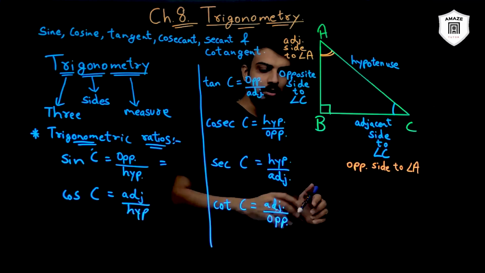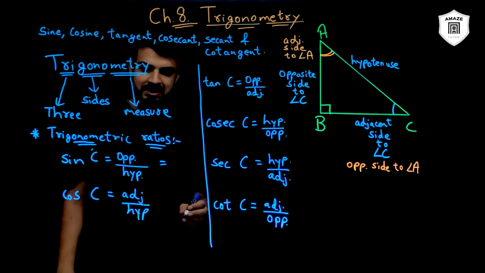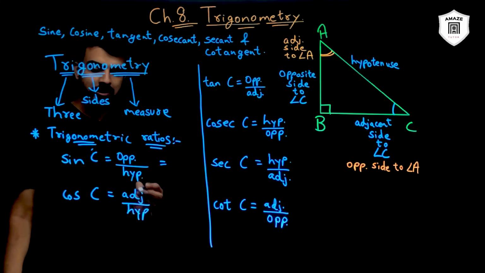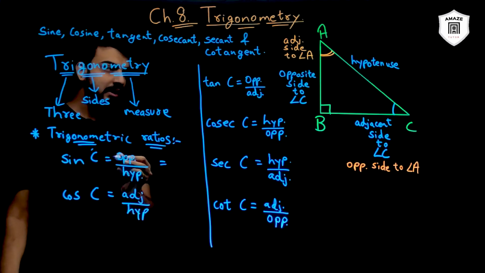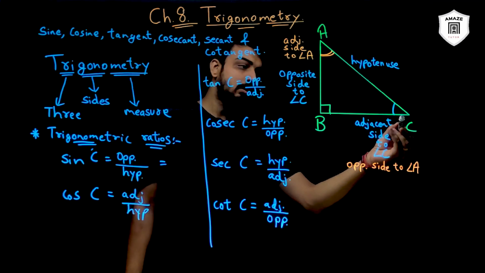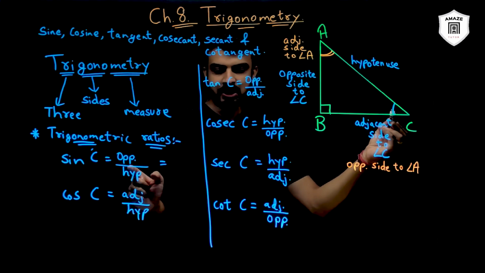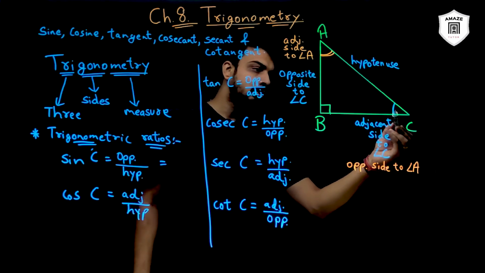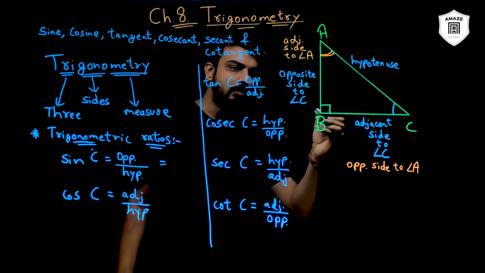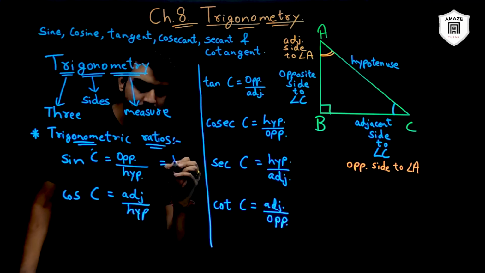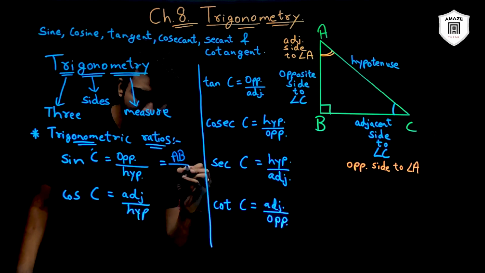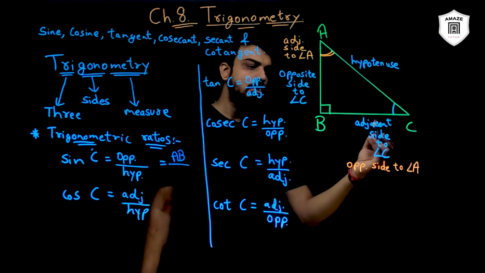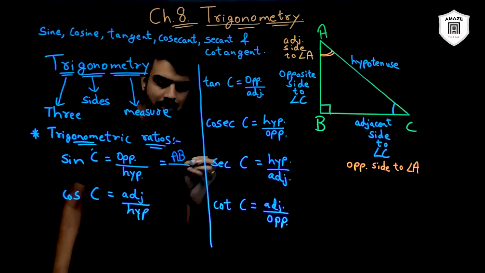So let me write down here. What is sine C? C is this angle. The formula is opposite upon hypotenuse, opposite to angle C, because we have written angle C here. So opposite to angle C is AB, right? So this becomes AB upon the hypotenuse, which is AC, right?